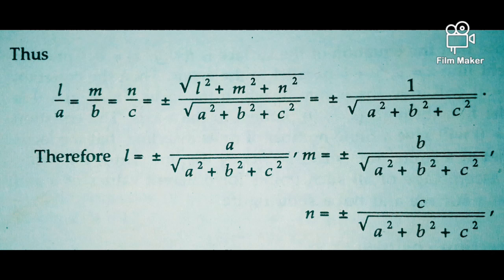Therefore, L equals plus or minus a divided by the square root of (a squared plus b squared plus c squared). M equals plus or minus b divided by the square root of (a squared plus b squared plus c squared), and N equals plus or minus c divided by the square root of (a squared plus b squared plus c squared).